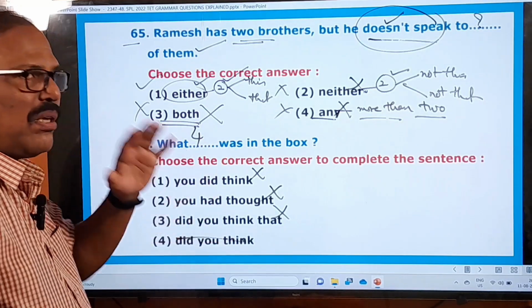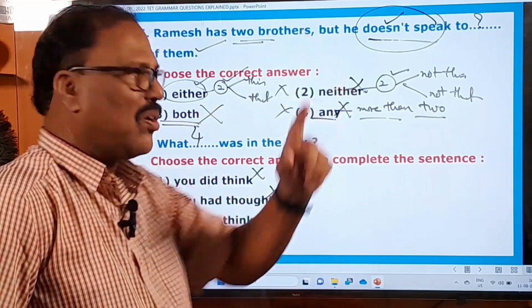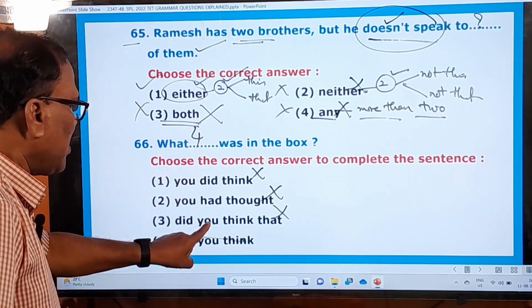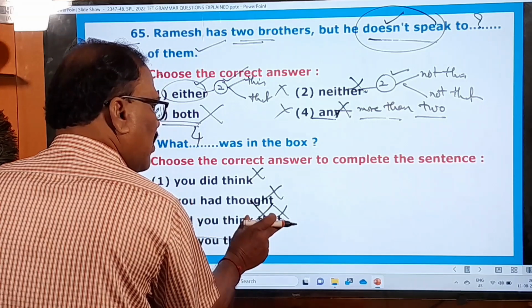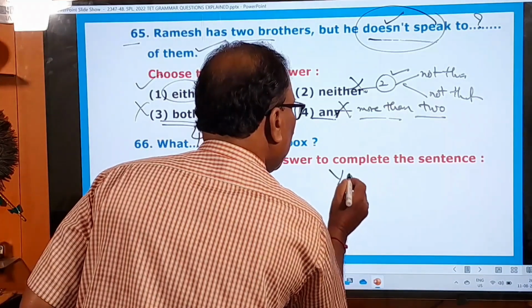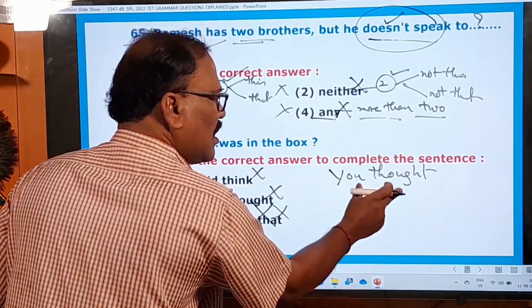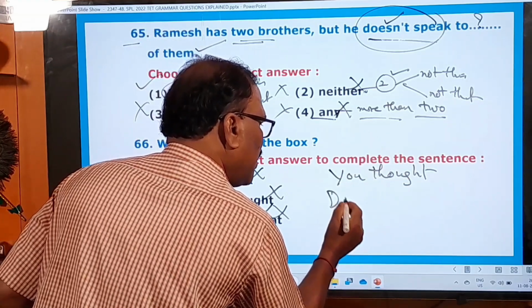In a question, the order of the sentence must be the question order. The first ones are in the statement sentence order. Of course, this one is in the question order, but that is unnecessarily used here, so it is not correct. The actual sentence is: you thought. This is in the simple past tense. To change it into a question, you must say, did you think?